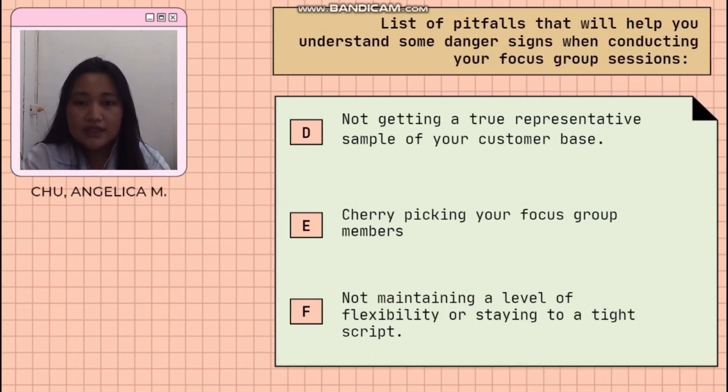Next is cherry picking. This should be avoided since biased opinions will also make the data unreliable and you cannot improve your products or services this way. Next is not maintaining a level of flexibility. This defeats the purpose of conducting a focus group, which is allowing ideas to flow naturally.